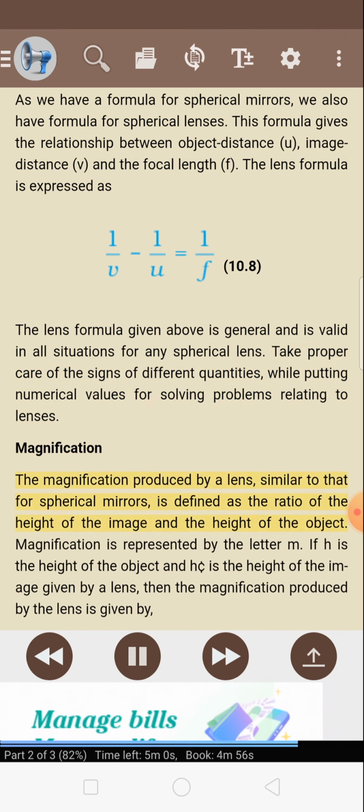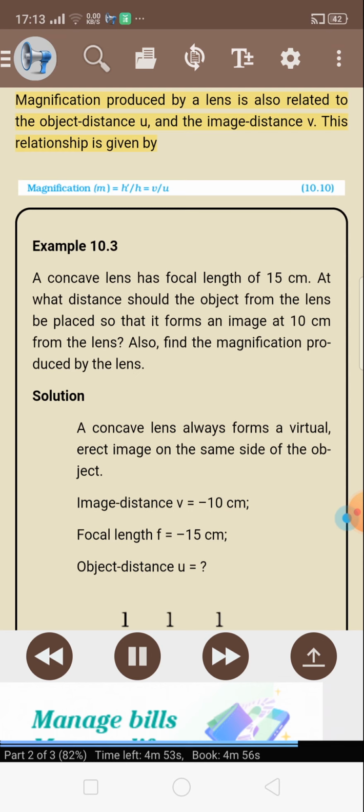Magnification. The magnification produced by a lens, similar to that for spherical mirrors, is defined as the ratio of the height of the image and the height of the object. Magnification is represented by the letter m. If h is the height of the object and h' is the height of the image given by a lens, then the magnification produced by the lens is given by the ratio h'/h. Magnification produced by a lens is also related to the object distance u and the image distance v. This relationship is given by m = v/u.